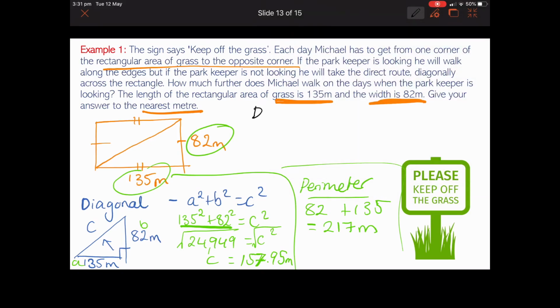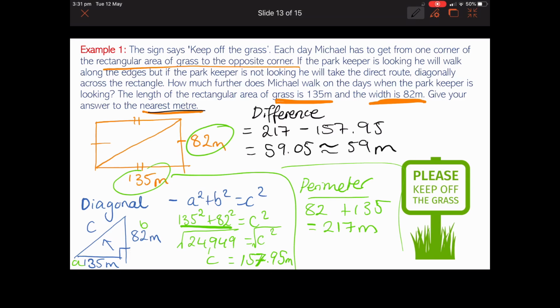So the difference is 217 minus 157.95, and that equals 59.05, which is approximately 59 metres to the nearest metre.